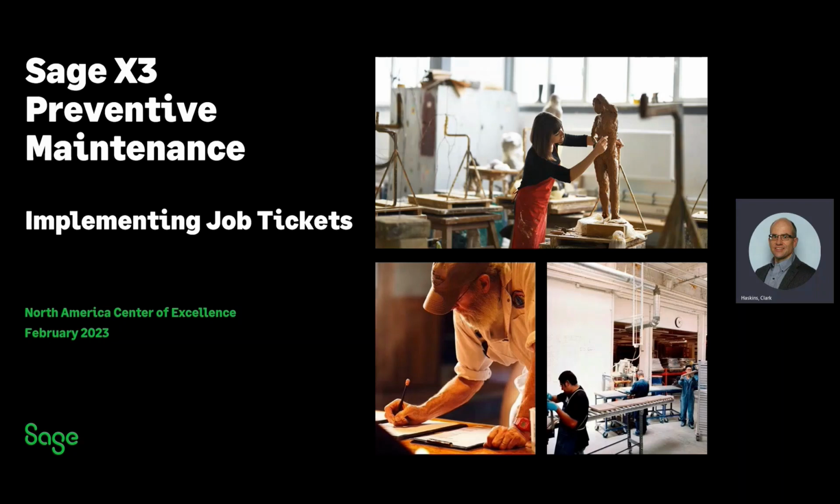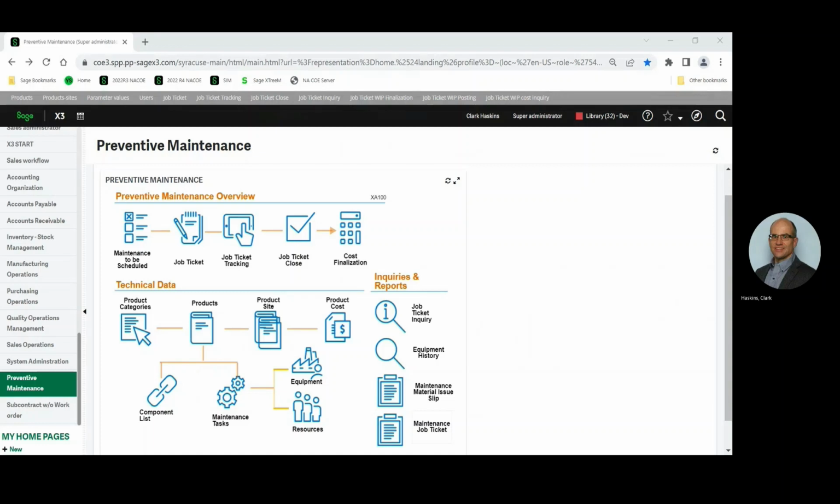This is part of a series of videos on how to implement preventive maintenance in Sage X3. This video will cover job tickets. In preventive maintenance, a job ticket is similar to a work order in manufacturing. The job ticket identifies what maintenance task is to be performed, the planned operation tasks required to complete the maintenance task, and the planned components to complete the maintenance task.